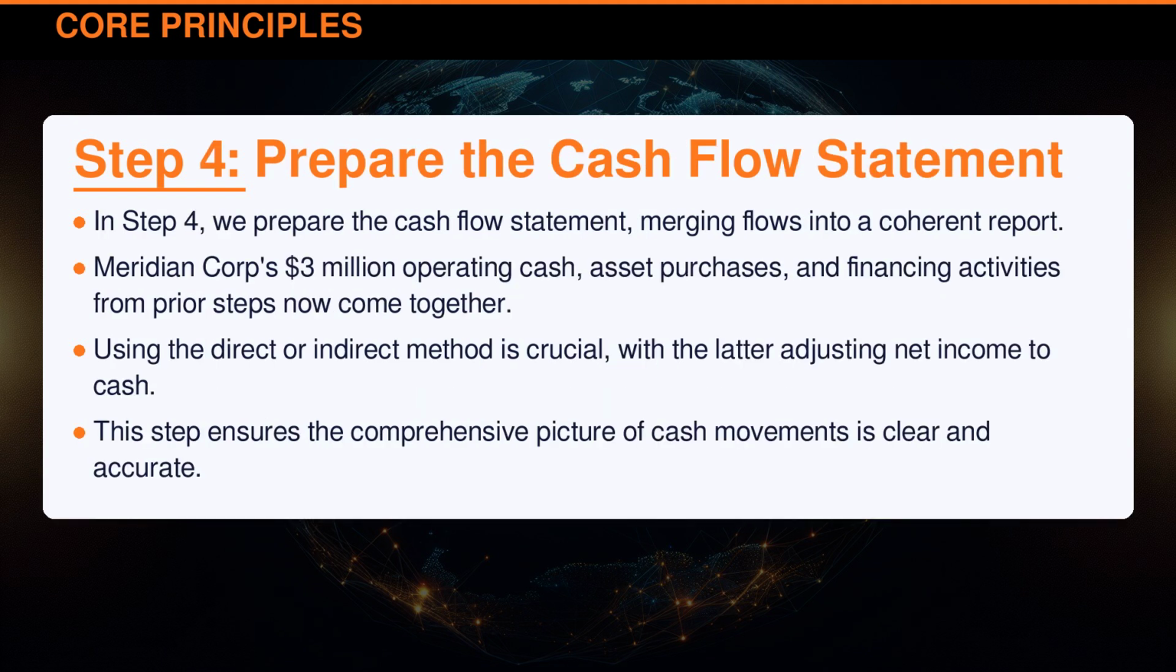In Step 4, we prepare the cash flow statement, merging flows into a coherent report. Meridian Corporation's $3 million operating cash, asset purchases, and financing activities from prior steps now come together. Using the direct or indirect method is crucial, with the latter adjusting net income to cash. This step ensures the comprehensive picture of cash movements is clear and accurate.